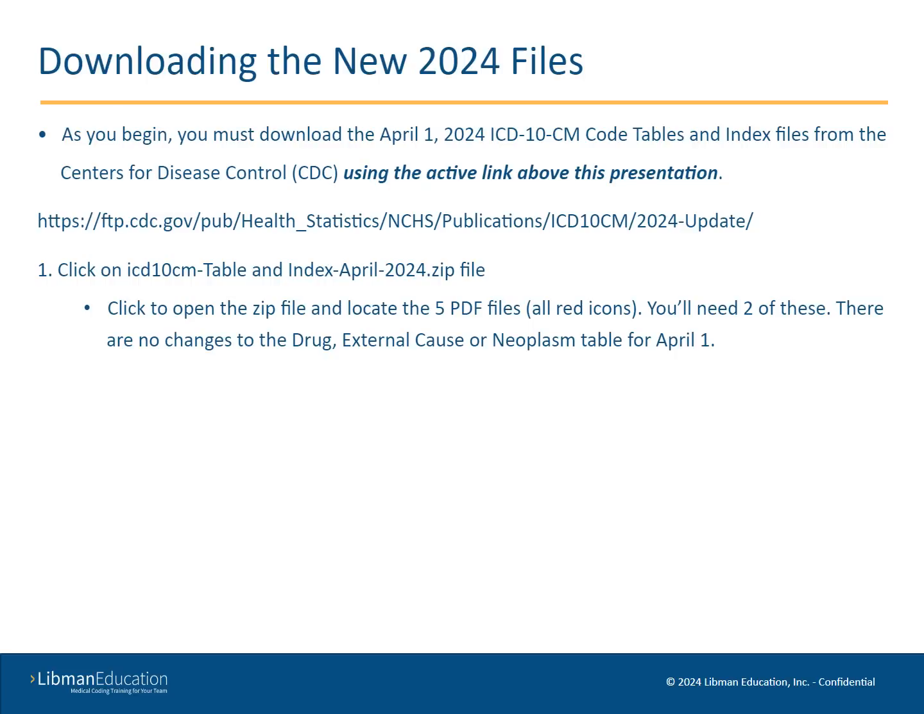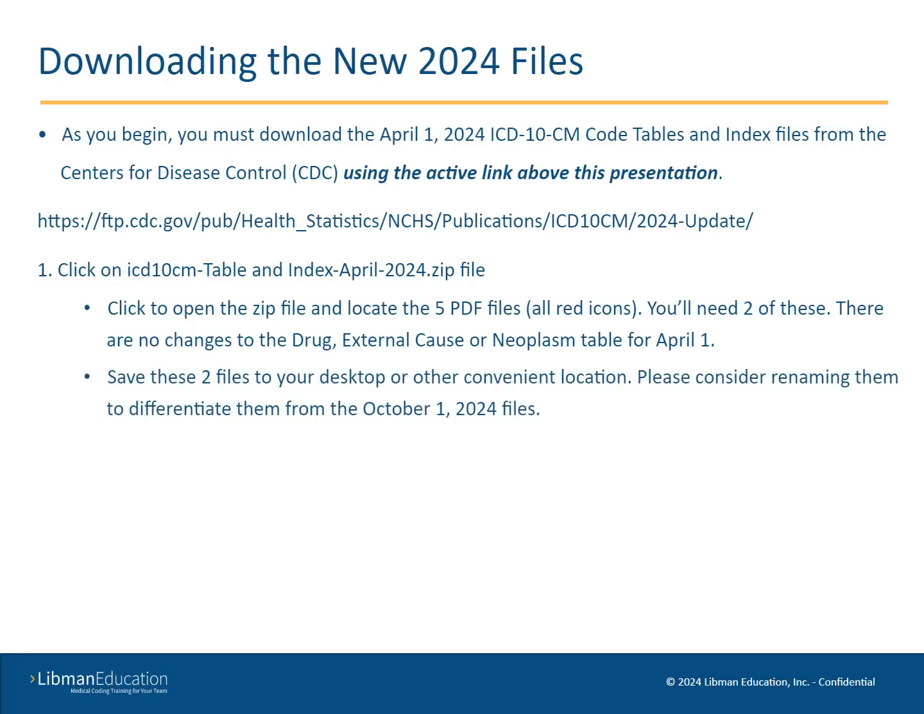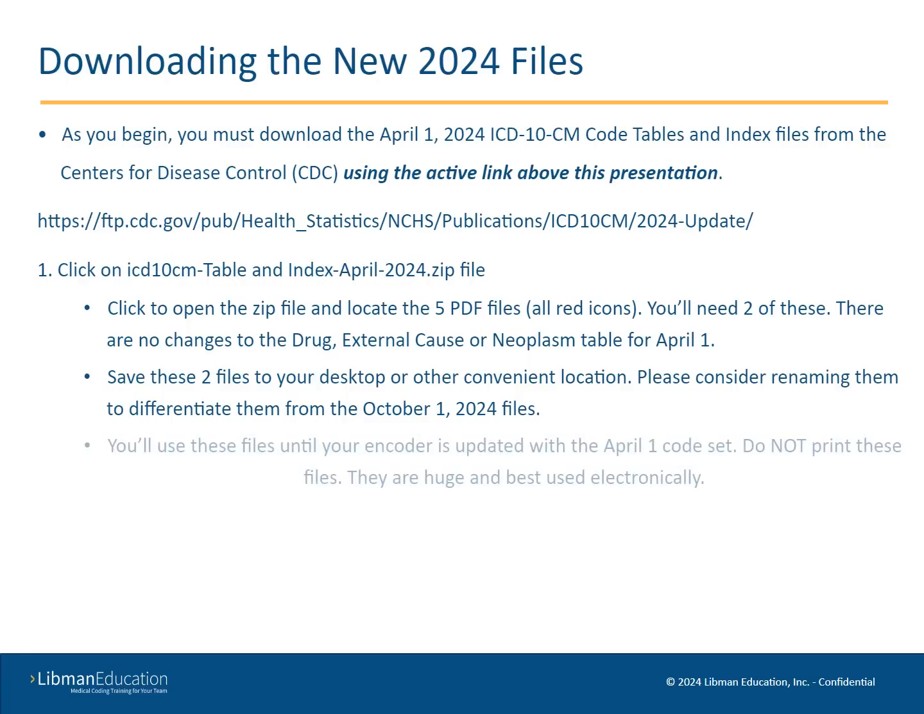Once you click on these files and open them, I would save them to your desktop or other convenient location, and also consider renaming them to, say, April 1st, 2024, to differentiate them from your October 1st, 2024 files. You'll use these files until your encoder is updated with the code set after April 1st. You don't want to print these files. They're huge and they're best used electronically.